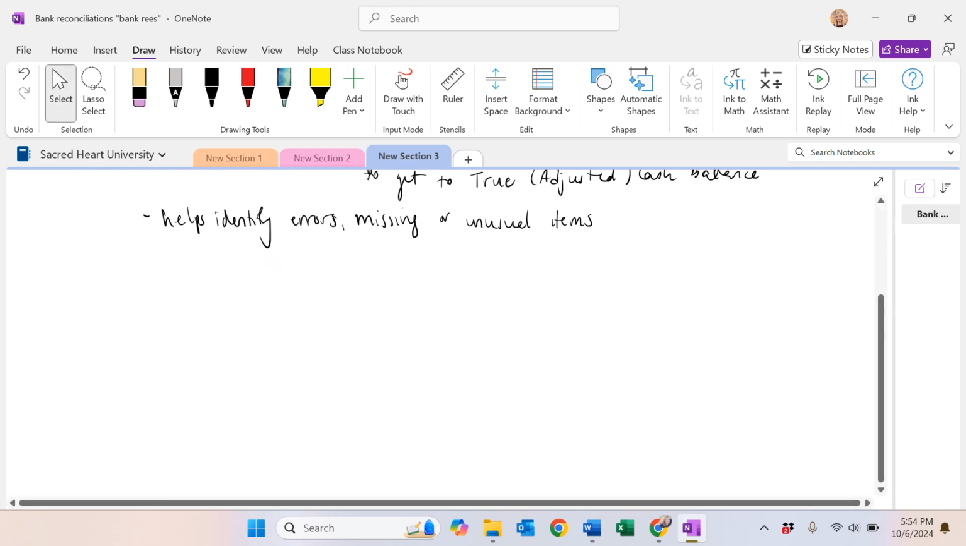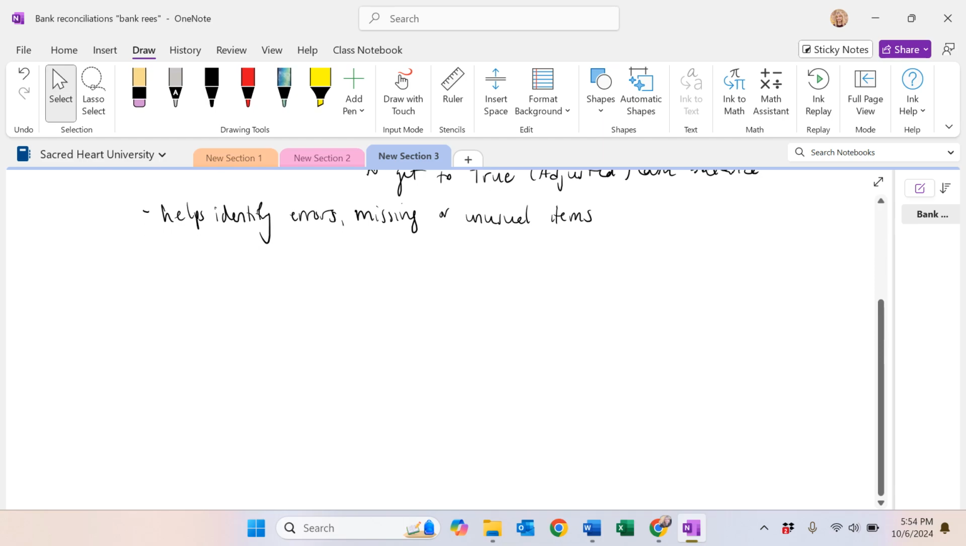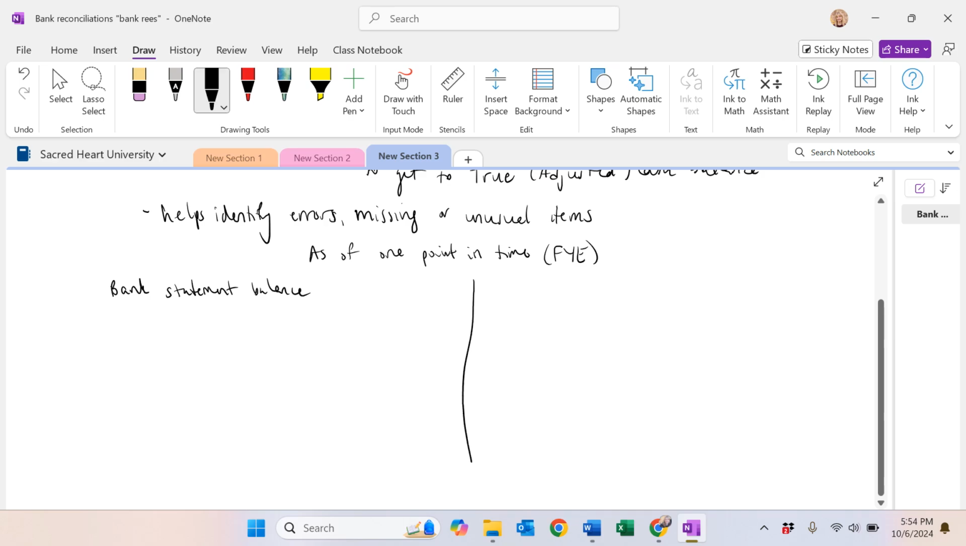So let's start with our bank reconciliation schedule, what it's going to be like. This is going to be as of one point in time, a specific date. This is the financial statement date, such as the fiscal year end. And on one side, we're going to start with our bank statement balance. Split this down the middle. Yes, that is a straight line. And on the other side, we're going to have the cash or the book balance.